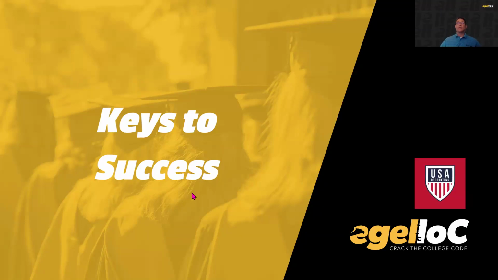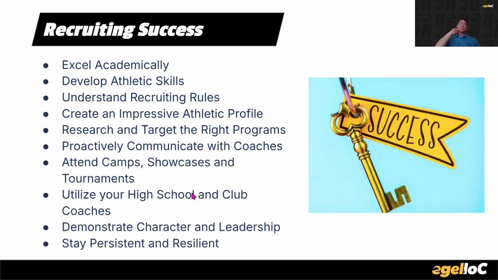That's again great advice. Really, just our last, what are some key things. First of all, at the top of the list, we always say excel academically. That's just a given. You have to do well academically, develop those athletic skills, understand the recruiting rules. That's so important. That's where a valued partner like USA Recruiting can help because they're familiar with the recruiting rules. Create an impressive athletic profile, research and target the right programs that are right for you, not just brands, but right for you. Proactively communicate with coaches, attend camps, showcases, and tournaments.